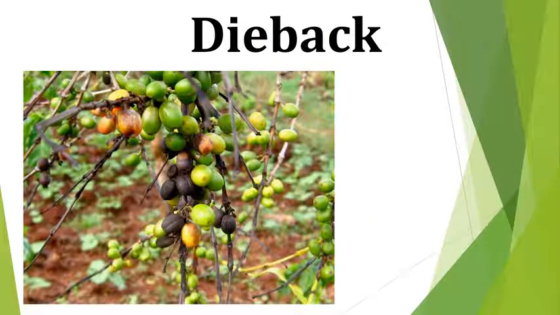Dieback. Symptoms: dieback refers to death of younger tertiary branches starting from the apex progressing downward. Control measures: removal of dead and weak wood. Provide judicious shade. Conservation of soil moisture with thick mulch. Foliar application of nutrients. Correcting the soil acidity by application of lime.